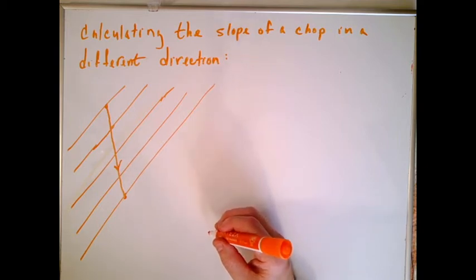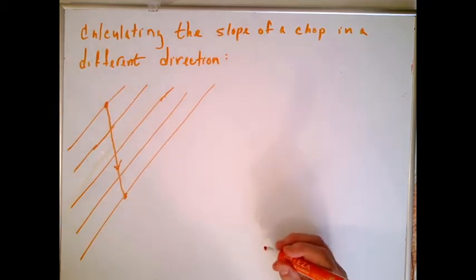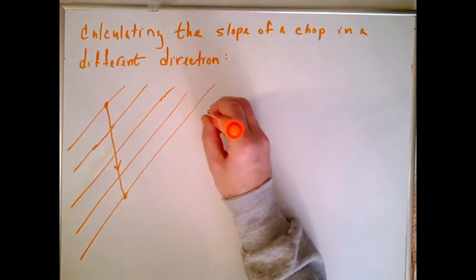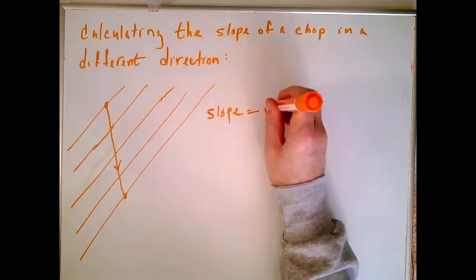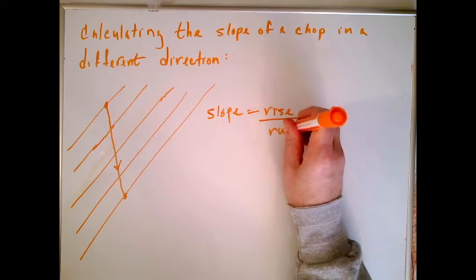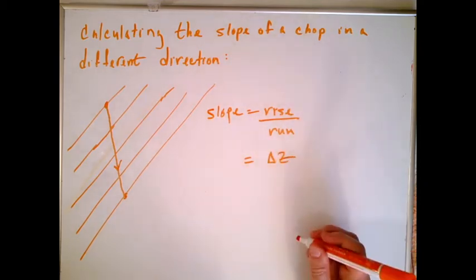Okay, well, let's try to make some calculations and see what we can do. Just a reminder that what we had here was a linear function, and what we wanted to do was calculate the slope of a chop, but not a due east-west chop or a due south-north chop, but a chop in any direction. The slope is always going to be rise over run. Now, when we're talking about functions of two variables, the rise is just delta z. It's a change in the height.